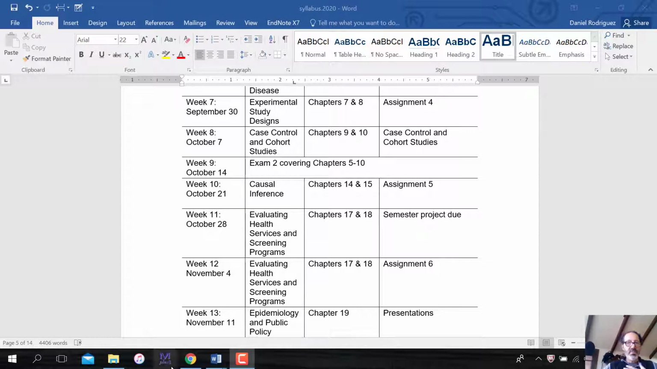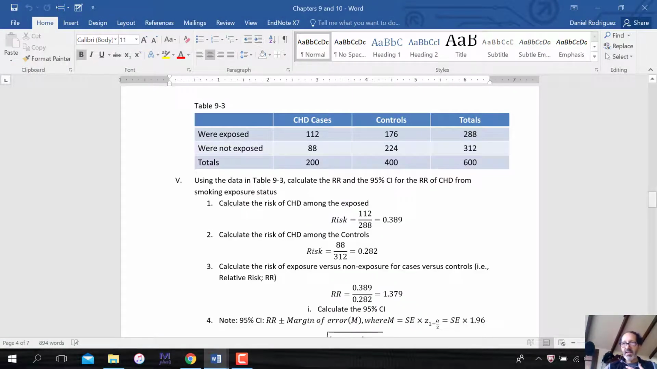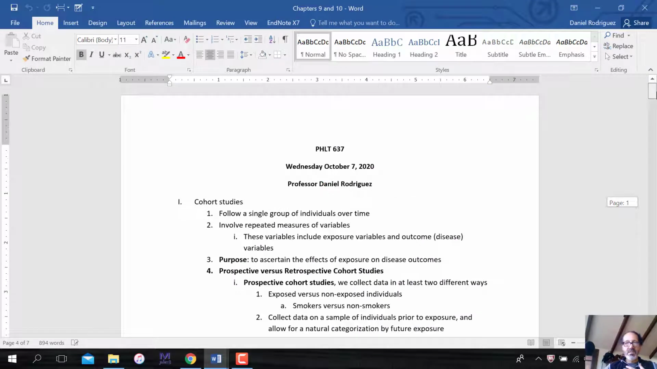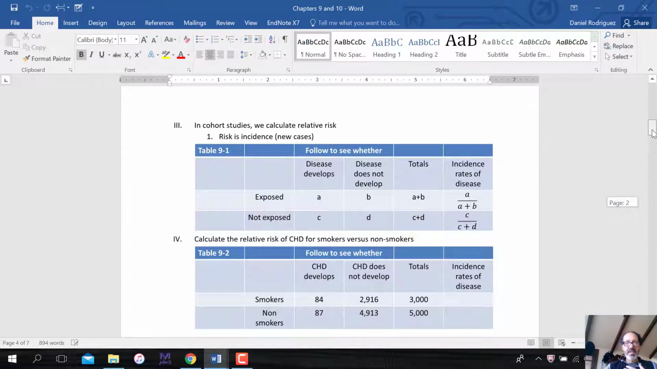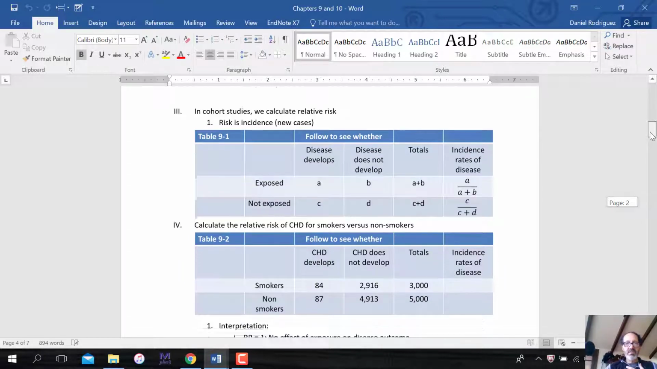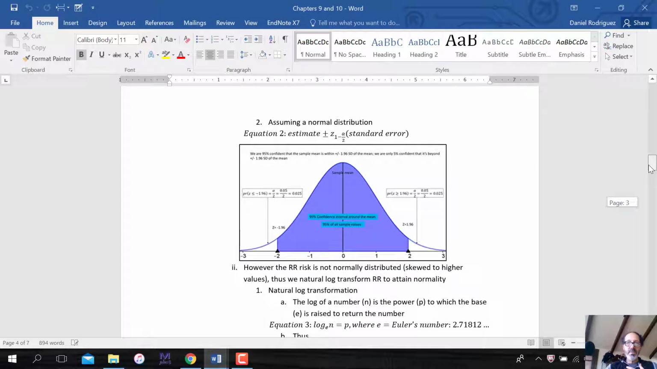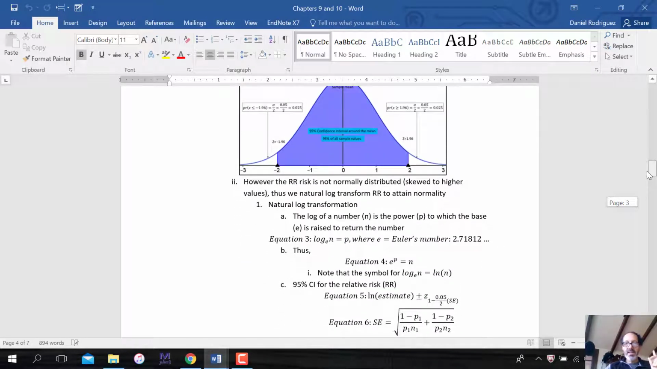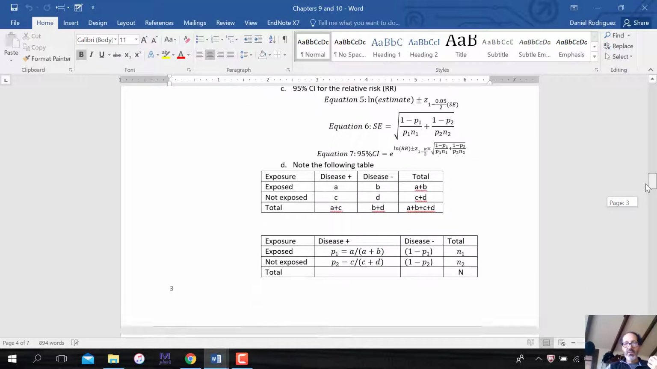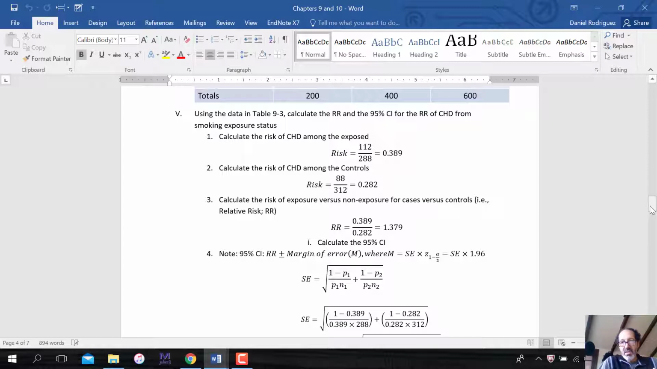So if you go back to our lecture from the week where we covered chapters 9 and 10, I have that under October 7, 2020. That's where you'll find information about relative risk and odds ratio and how we calculate it. So what I'm going to do in this preview is I'm going to take one example and I'm going to work it out for you. Okay, and this is going to be an odds ratio example, but you still have to do the relative risk.